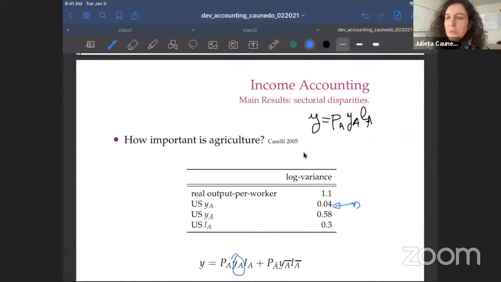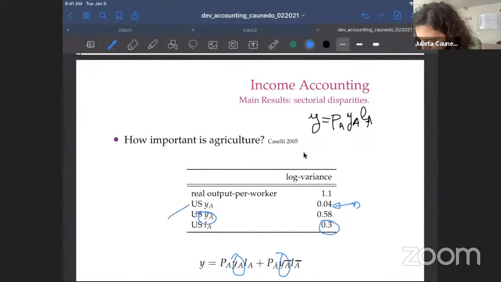Alternatively, suppose I don't want to give them the technology of the US in agriculture, I give them the technology of the US in non-agriculture, this object. What do I get? Well, it drops by about half. So yes, it's important, but obviously not as important as differences in agriculture. What happens if I give them the employment shares of the US? Again, it decreases quite a bit, close to 70%.